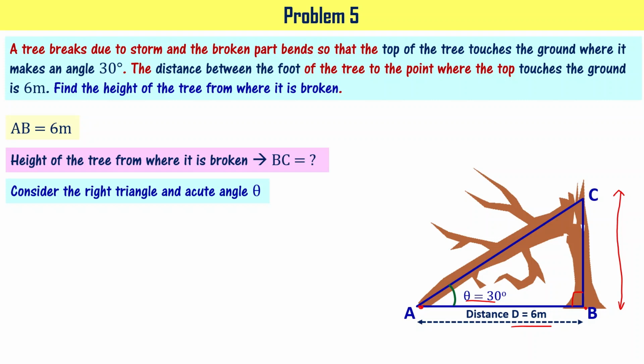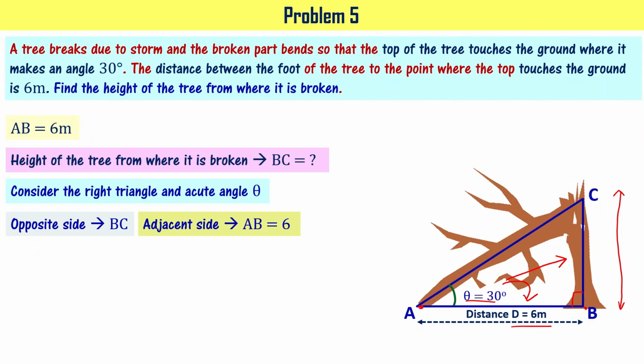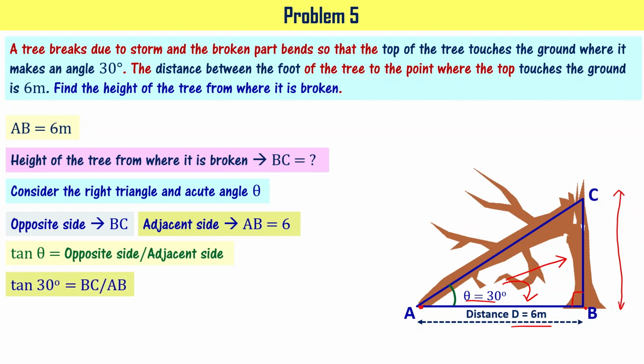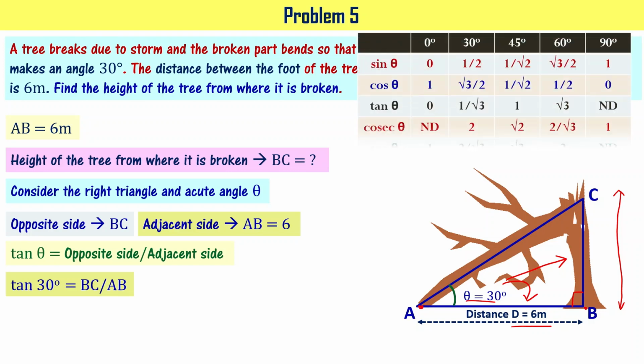Let's consider the right triangle and acute angle theta. For acute angle theta, you see that BC is the opposite side and AB is the adjacent side, right? The opposite side is BC, adjacent side AB, that is equal to 6 meters. Now we know tan theta is equal to opposite side by adjacent side, right? It means tan 30 degrees equal to BC divided by AB. We know the value of AB, that is 6. And from this table, we can get tan 30 degrees equal to 1 by root 3, right?